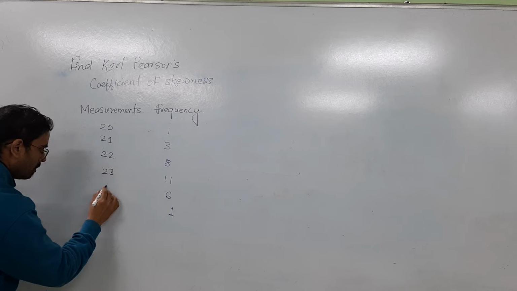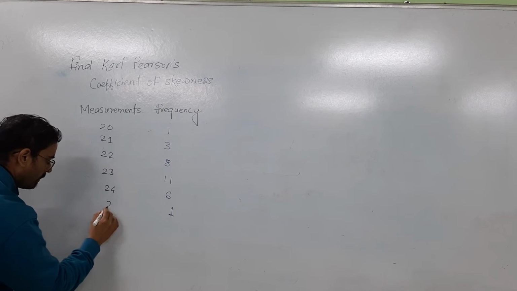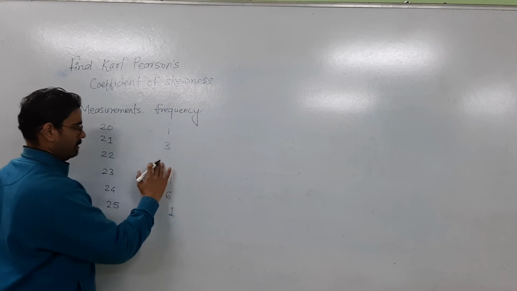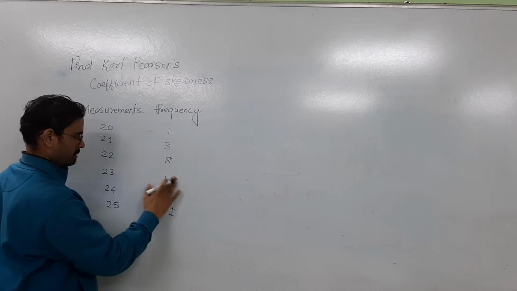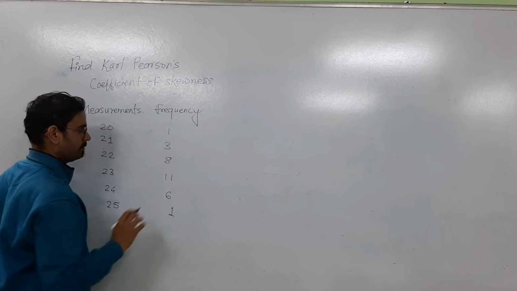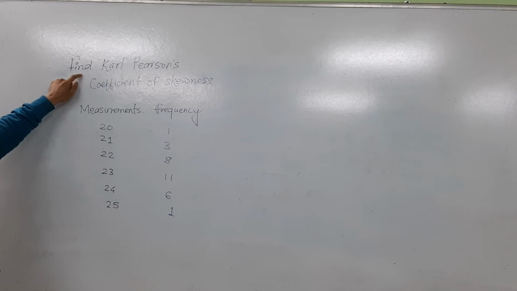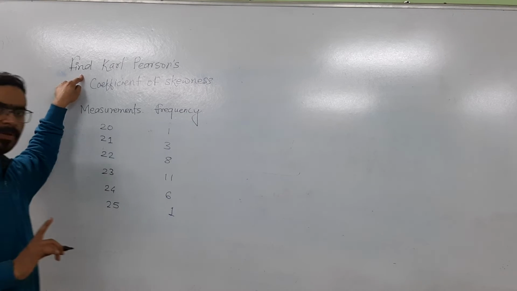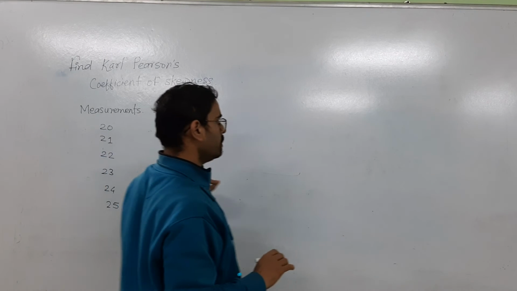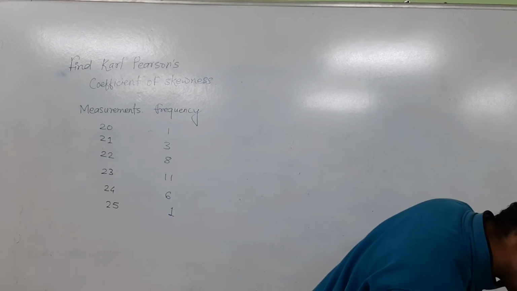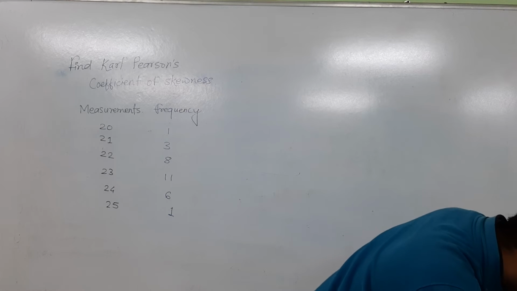23, 24, and 25. I hope you are understanding this. Okay, so that is the example. What we need is to find Karl Pearson's coefficient of skewness. So what is the formula first? See what is given here.